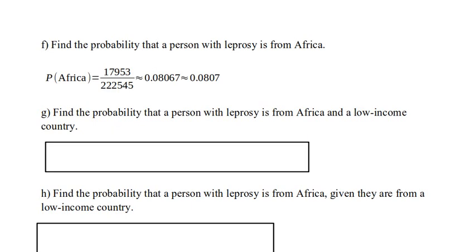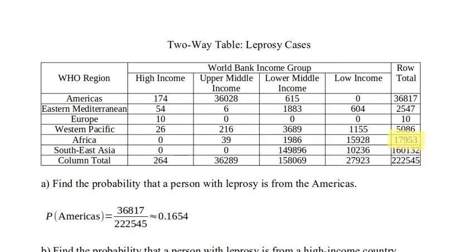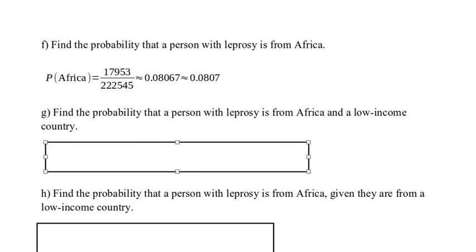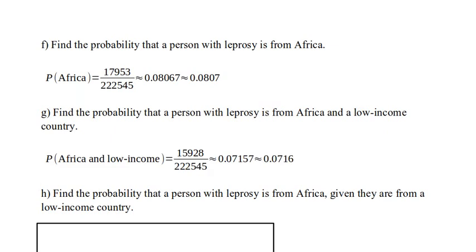Find the probability that a person with leprosy is from Africa and a low-income country. So we're now interested in that and again. That means that we're going to go inside the table, Africa and low income. So what is that? 15,928. So 15,928 over the total.